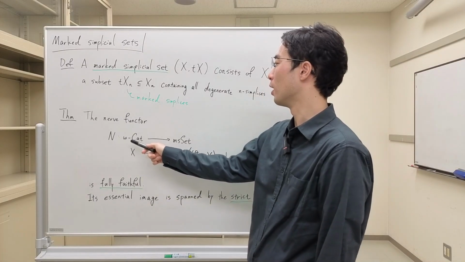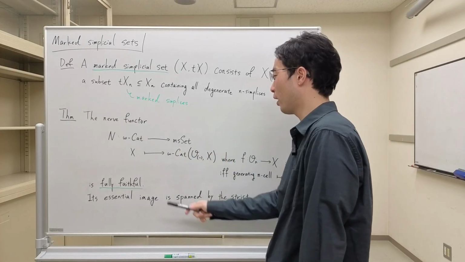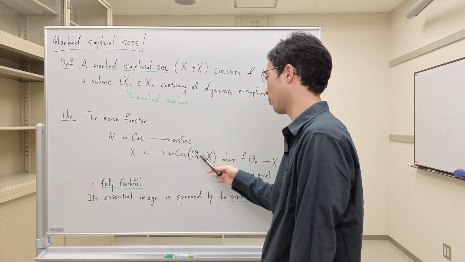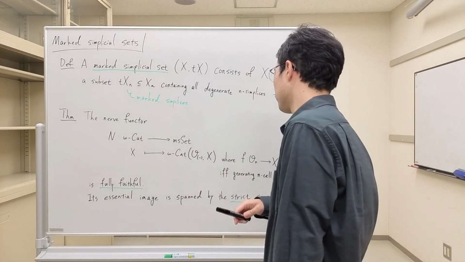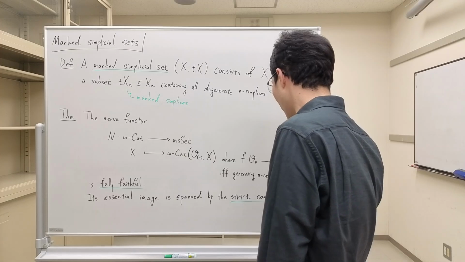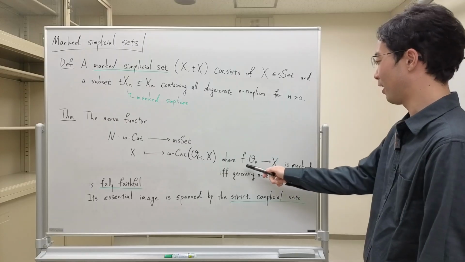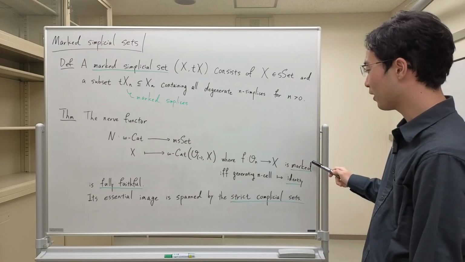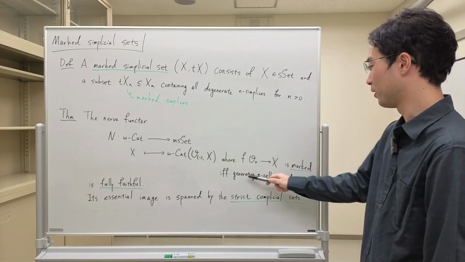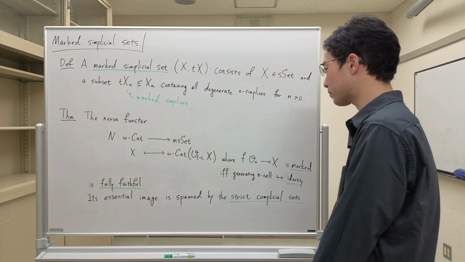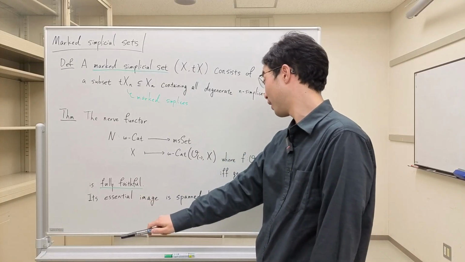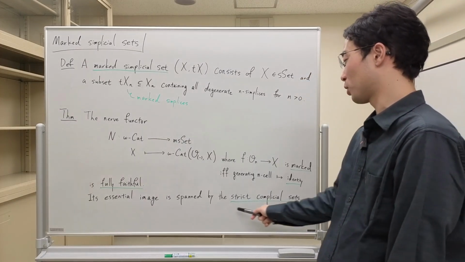We can now define this new nerve functor from omega categories into the marked simplicial sets, where the n-simplices of the nerve of X are still the omega functors out of the oriental On into X. But now we can also equip it with a marking. An omega functor F from On to X is marked if and only if, since On has a unique generating n-cell, this generating n-cell is sent to an identity by F. And now this is fully faithful, and moreover, you can characterize the essential image as the strict complicial sets.